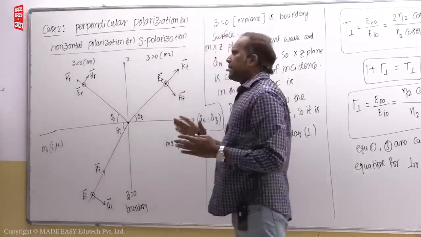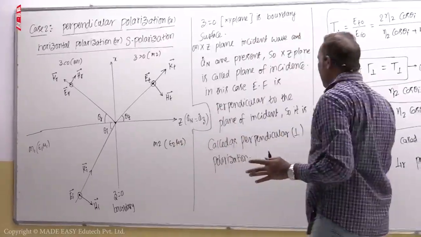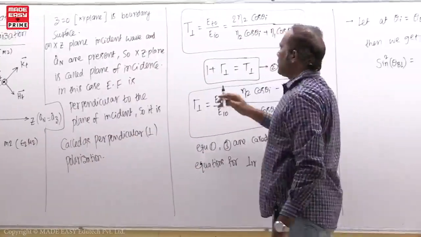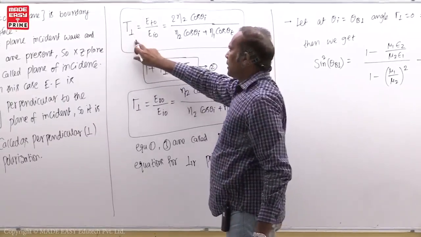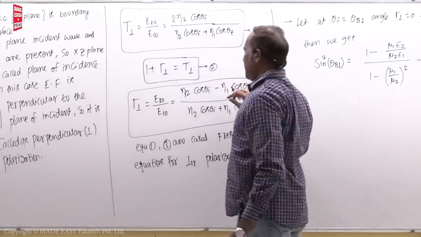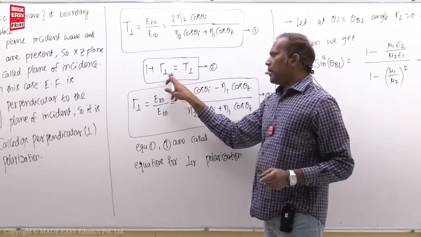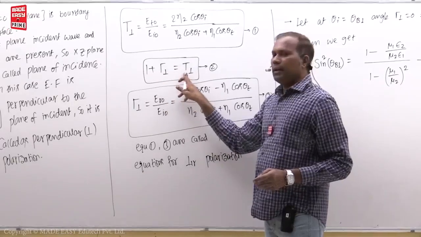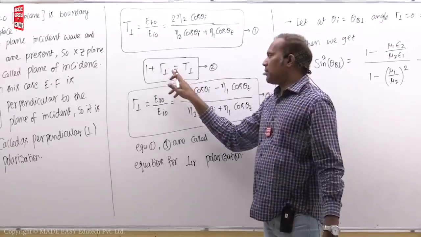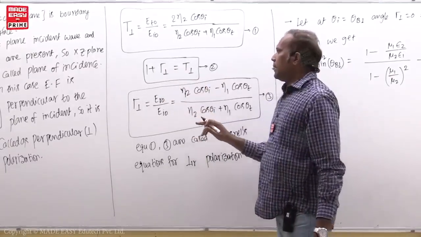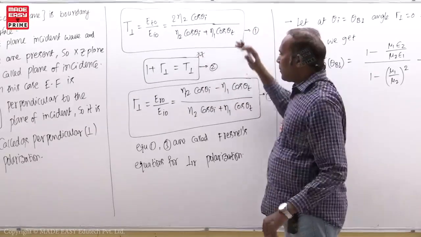The analysis is exactly the same as the previous case. And if you do the same analysis, you get the equation of the transmission coefficient for perpendicular polarization, this formula. And the relation between the reflection coefficient and transmission coefficient is the same as the normal incidence case, that is 1 plus reflection coefficient is equal to transmission coefficient. Now you have to remember this formula. I am not putting a star mark here, no need to remember that.